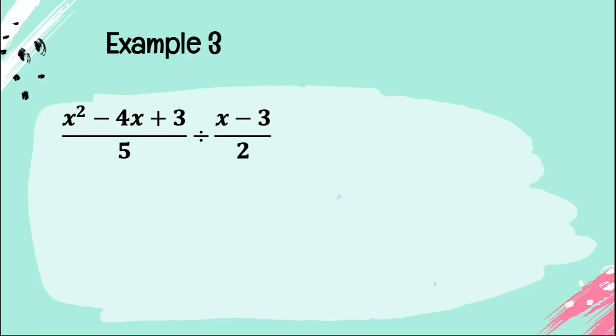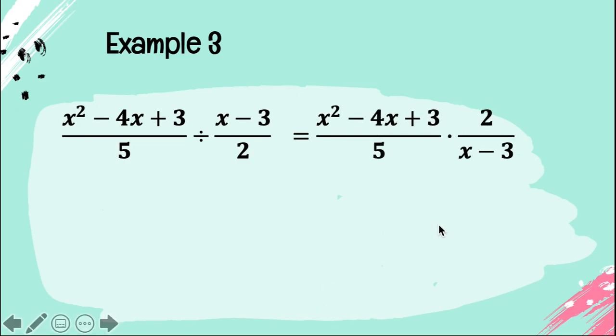Okay, for the third example, we have (x squared minus 4x plus 3) over 5 divided by (x minus 3) over 2. So what we are going to do is get the equivalent multiplication statement, which is (x squared minus 4x plus 3) over 5 times 2 over (x minus 3). As you can see, the first numerator is a quadratic trinomial.